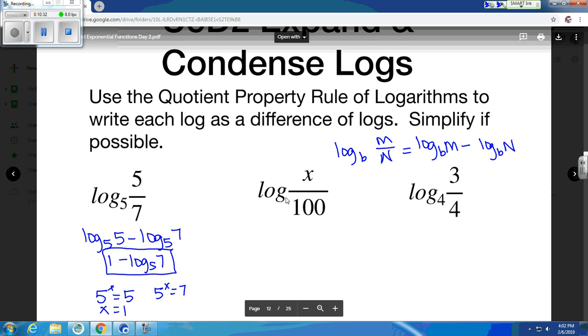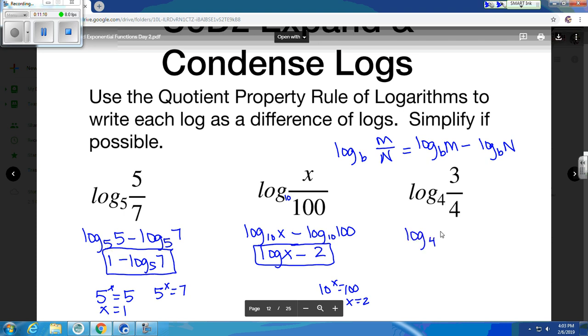Remember that if you don't have a base written, it's understood to be base 10. So I have log base 10 of x minus log base 10 of 100. 10 to what power would give me 100? The answer is 2. So I will rewrite this as log of x minus 2. The base 10 is not needed in the problem or in the answer. However, I wanted to show you the relationship between my log base 10, 100, and the 2.